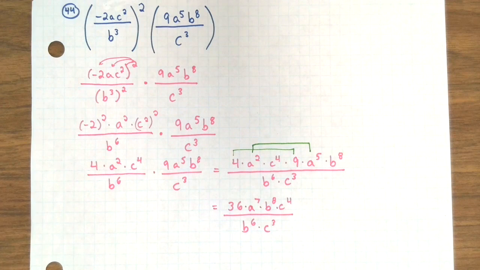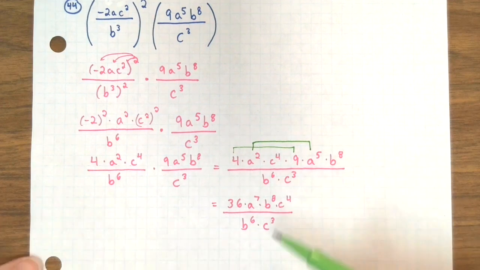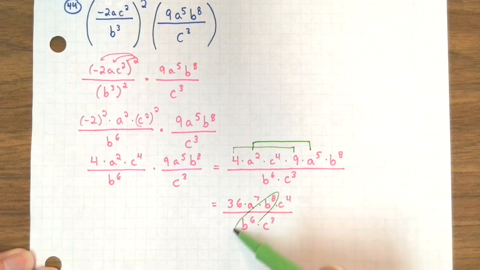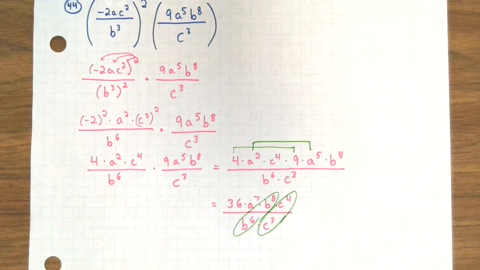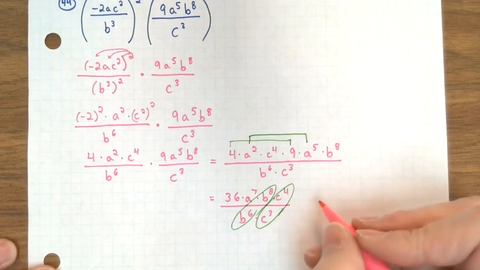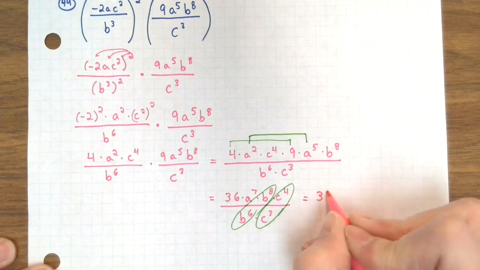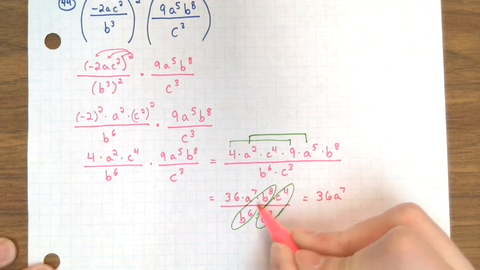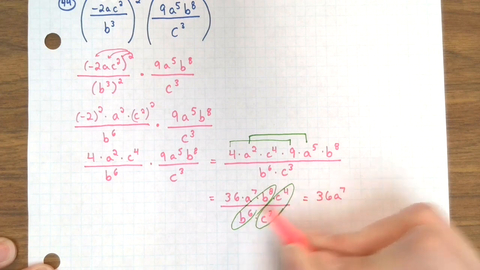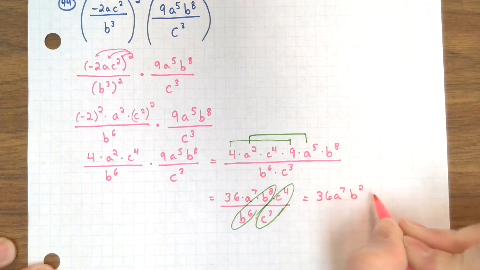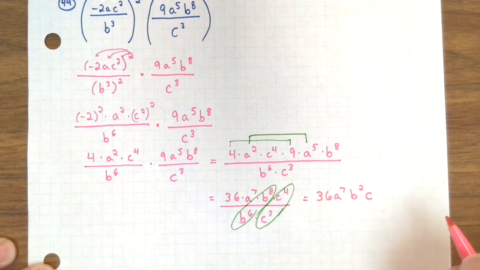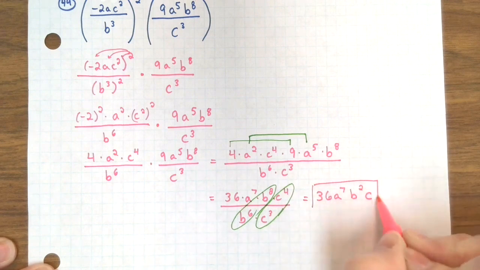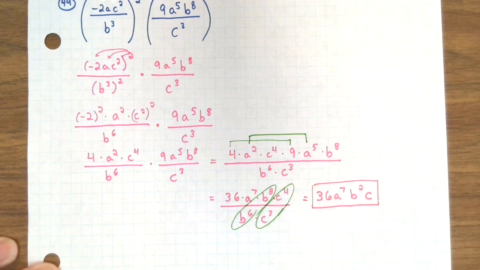We just have one more step to go, and that's because we have bases that are the same on the top and bottom of this quotient. So we do need to simplify both of these parts here. And so this is going to end up simplifying down to our final answer. So 36a to the 7th, b to the 8th over b to the 6th. We'll subtract those. This will turn into b squared. And then this will just be c because 4 minus 3 is 1, and we really don't need to write the 1 exponent. So that is our final expression for number 44.